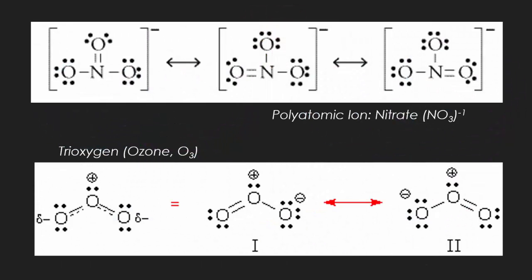Here are another couple of examples of resonance structures. So nitrate. As you can see at the top, there are different forms of drawing it. You could put the double bond in the top middle, you could put it to the left, or you could put it to the right. They're still the same thing. On the bottom, you can see that ozone also has resonance structures. It has two, where you could put the double bond going to the left or the double bond going to the right.